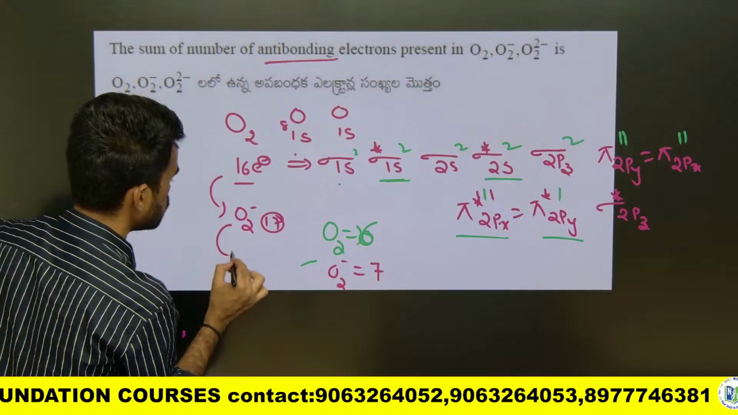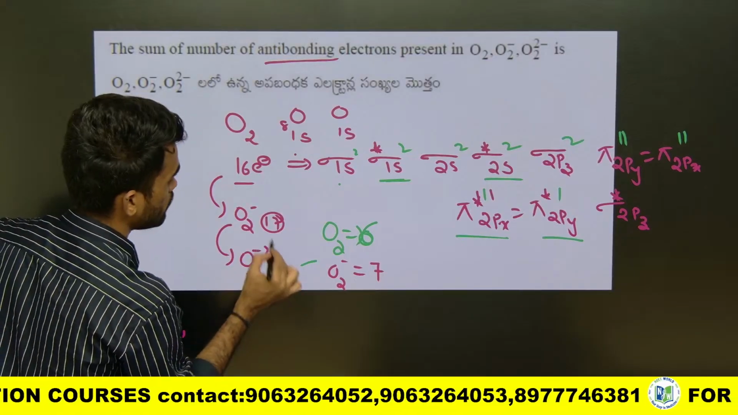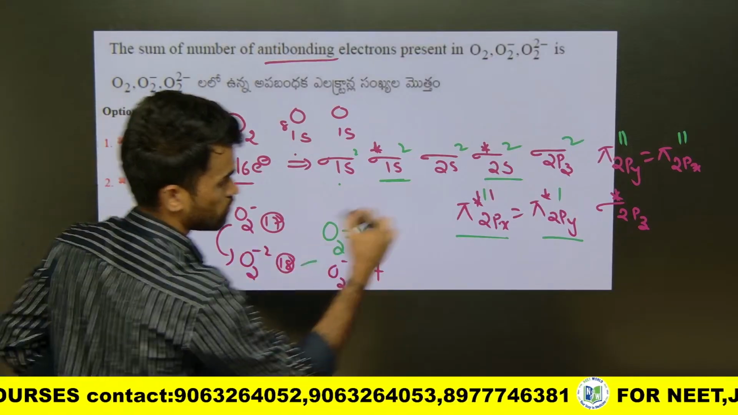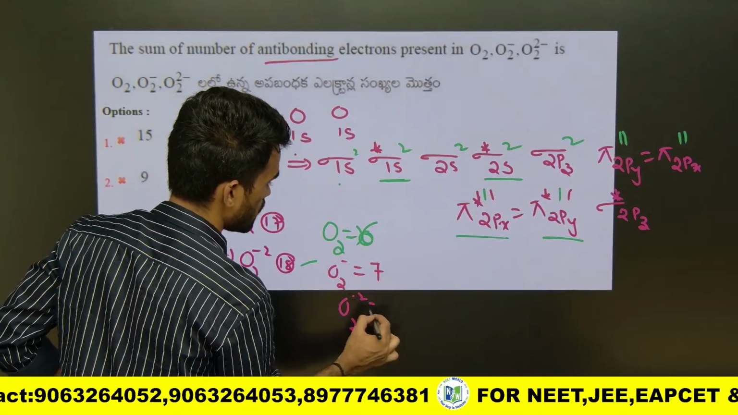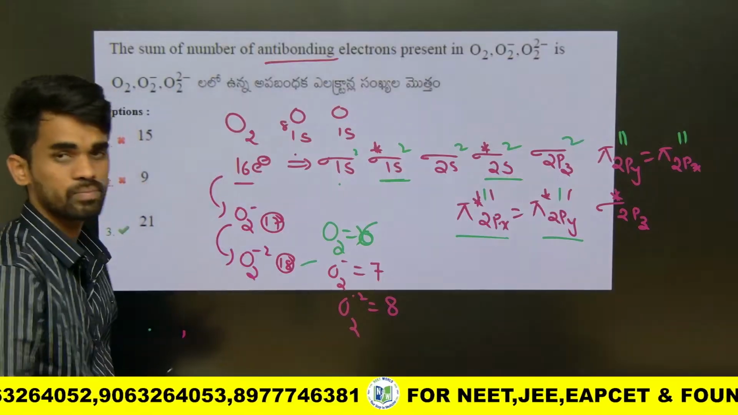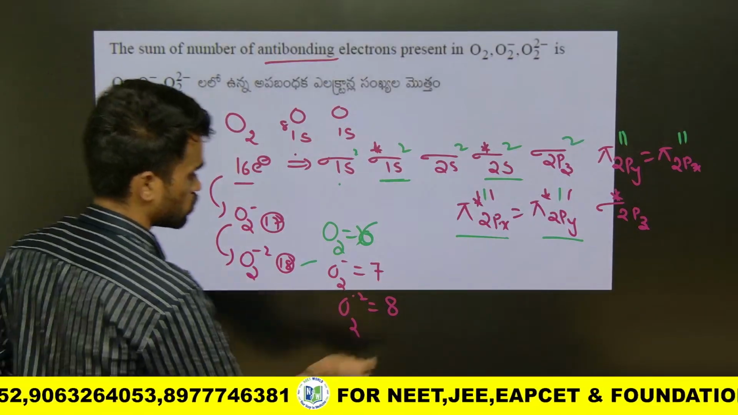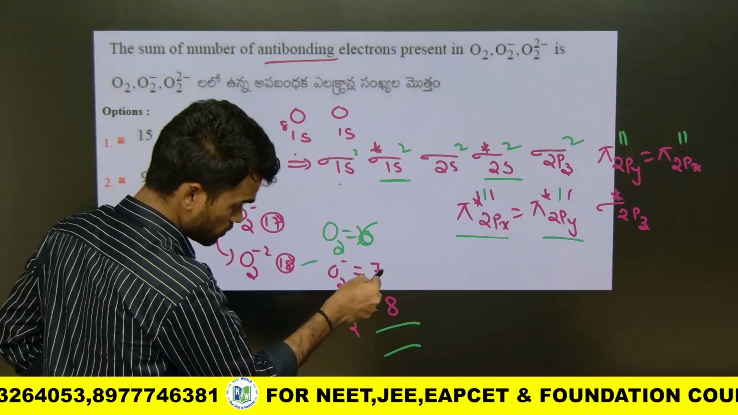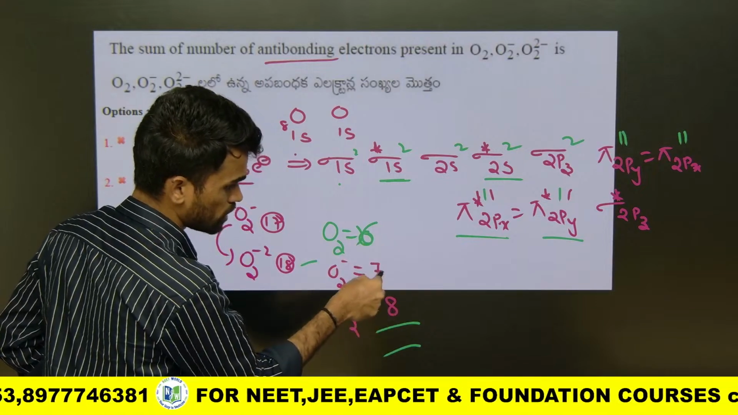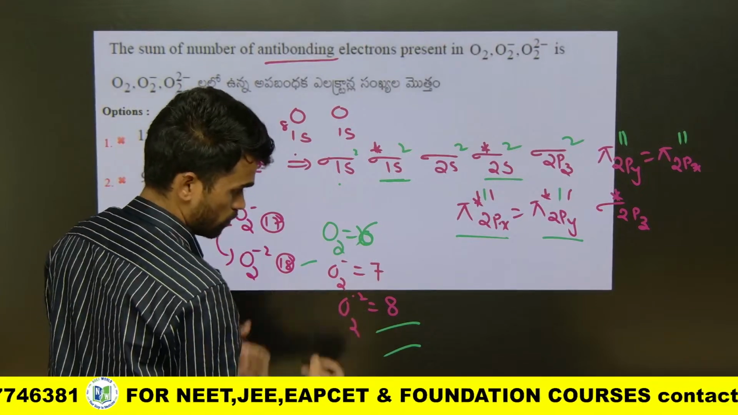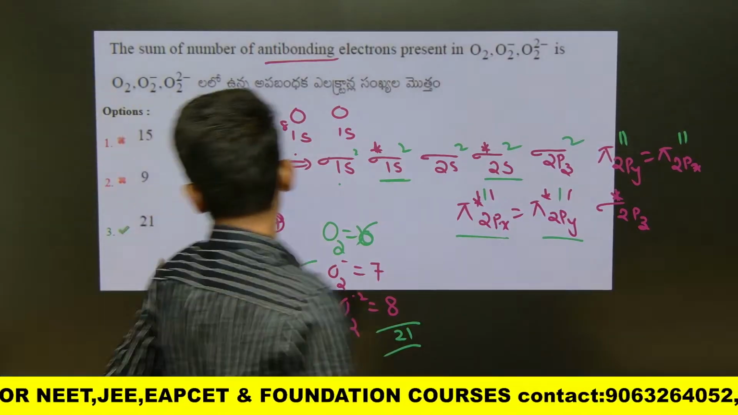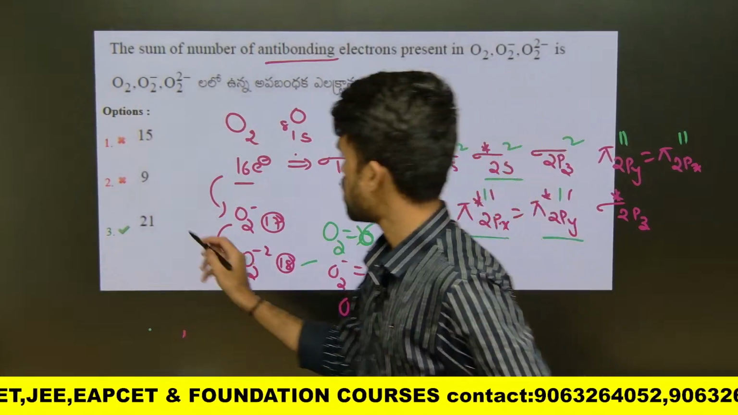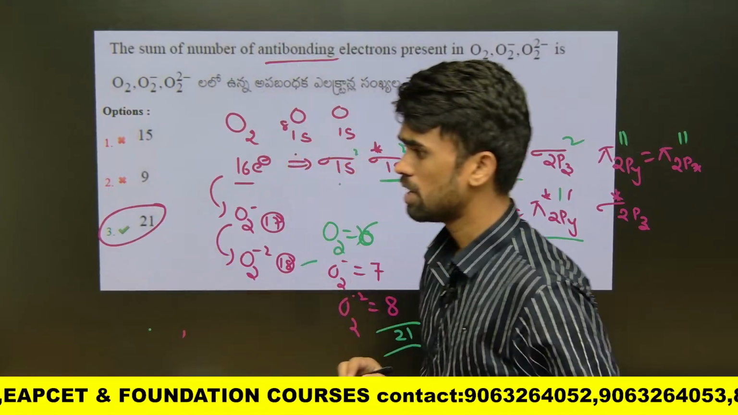So now O2 2 minus means what? It will be having 18 electrons, one more electron goes here, so therefore O2 2 minus will be having 8 electrons here. So totally how many electrons do we count here? See here, 6 plus 8, 14, plus 7, how much? 14 plus 7, it is 21 electrons. Hope it is clear. Now we got option 3 as our answer here.